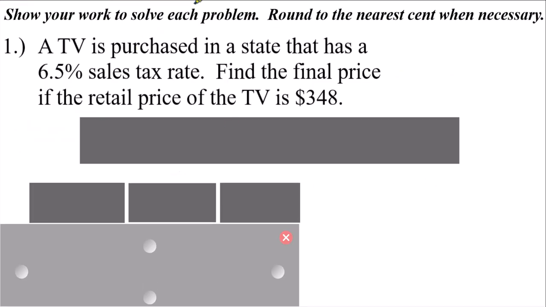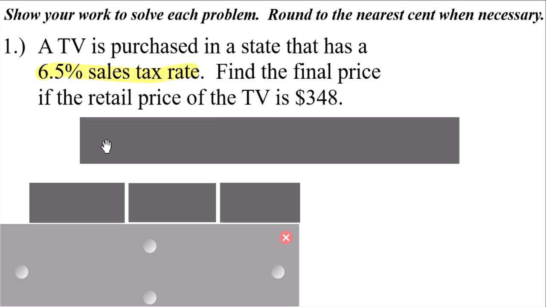We're going to show our work as we solve each problem, round to the nearest cent if necessary. Problem number 1, a TV purchased in a state that has a 6.5% sales tax rate. Find the final price if the retail price of the TV is $348. All right, this is a sales tax, which will increase the price.